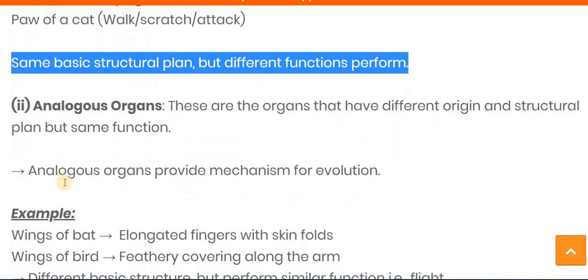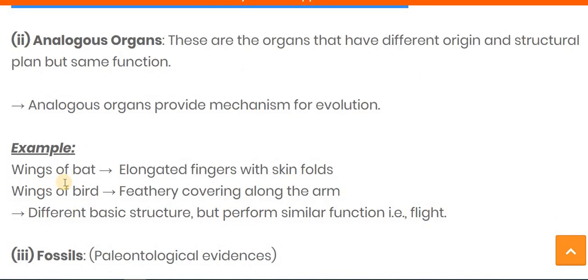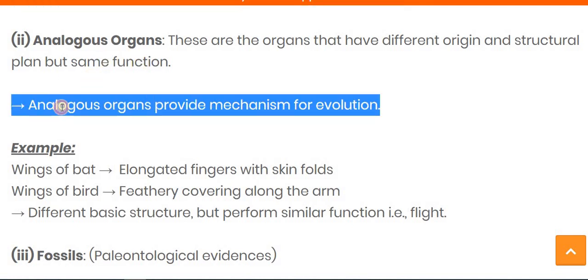Now let's talk about analogous organs. In analogous organs, they have a different origin, meaning the structure is different but the function is the same. These are organs that have a different origin and structure, but the same function. The analogous organ provides a mechanism for evolution.